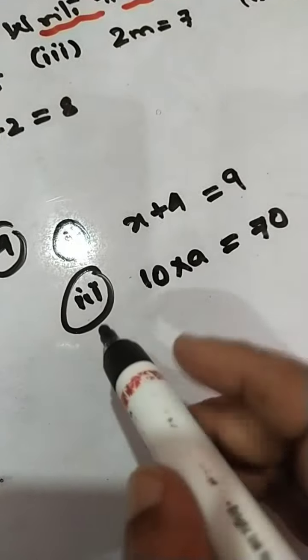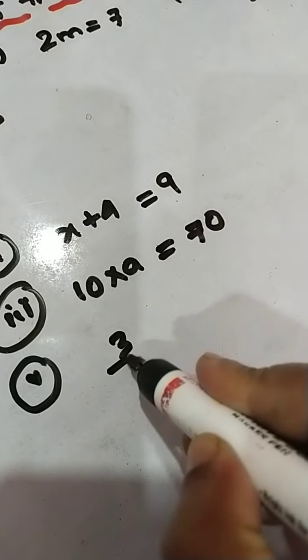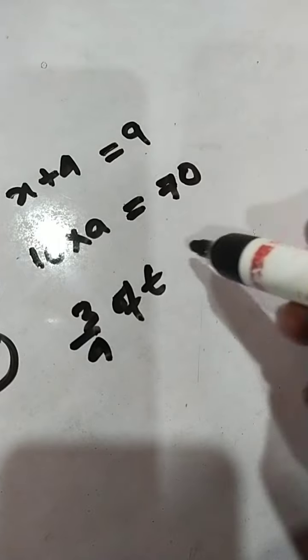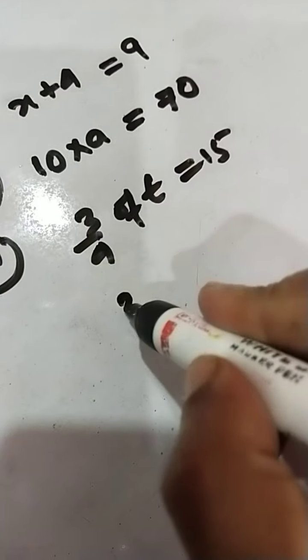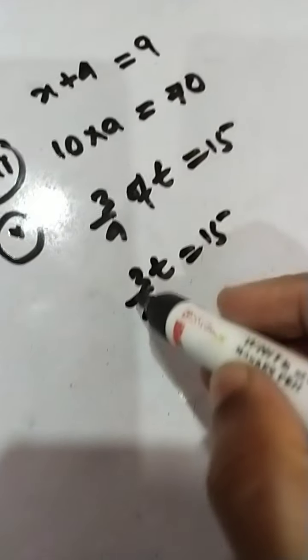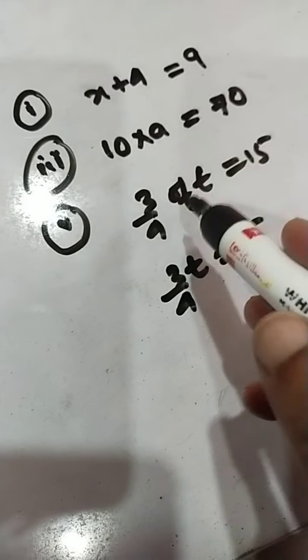Let's move on to sum number 5. Now in sum number 5 we have 3/4 of t is 15. What is 3/4? That is 3 by 4. So 3/4 of t is 15. Now in place of that you can write it this way also, that is 3t by 4 is equal to 15, or else you can write this also, no problem.